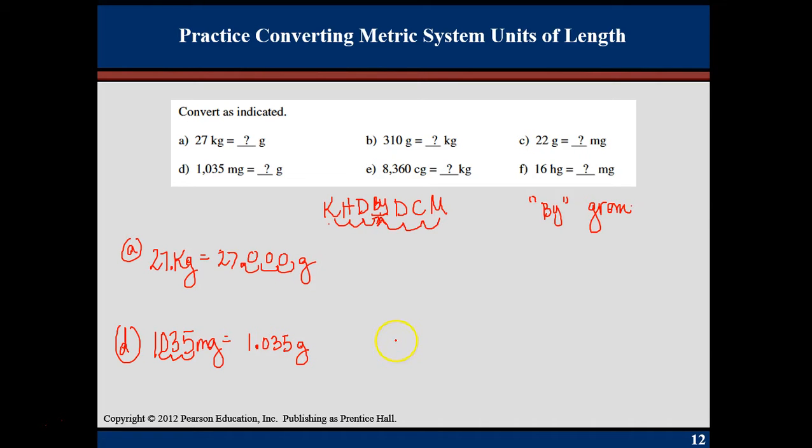Let's look at E. I have 8,360 centigrams, and I want to go to kilograms. So not starting on the M, now I'm starting here at this C, and I'm going all the way to here. So I have to go 1, 2, 3, 4, 5 spots to the right. So I'm going to have to jump over all these numbers. There's 4 of them there, and 1 more. So I have 0.08360 kilograms. Pause the video and see if you can find B and C.